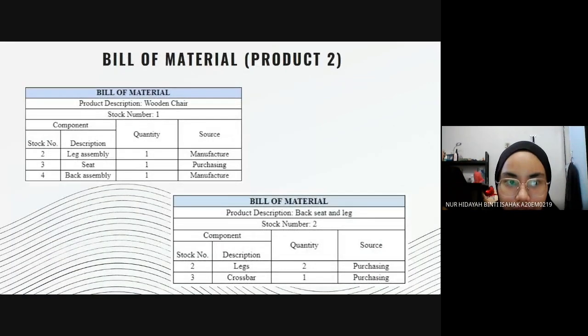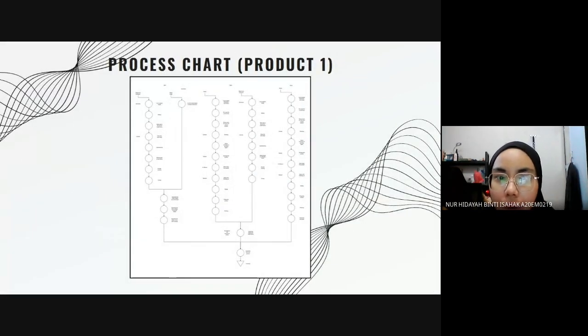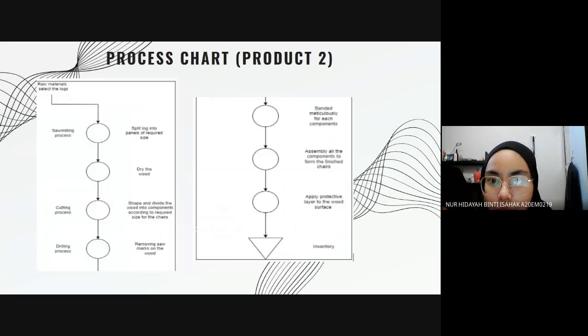necessary materials. Next. This is our process chart for product one, where we can see all the processes that we have to carry out to make product one. Next. And this is our process chart for product two, and we can see clearly the process from the raw material until the product is completed.